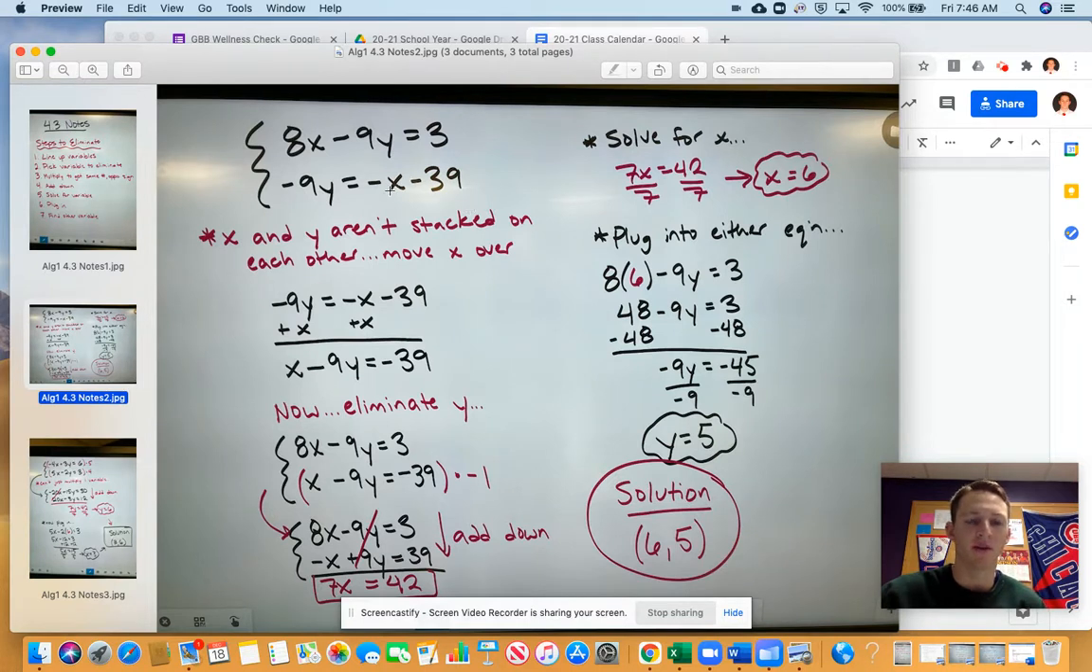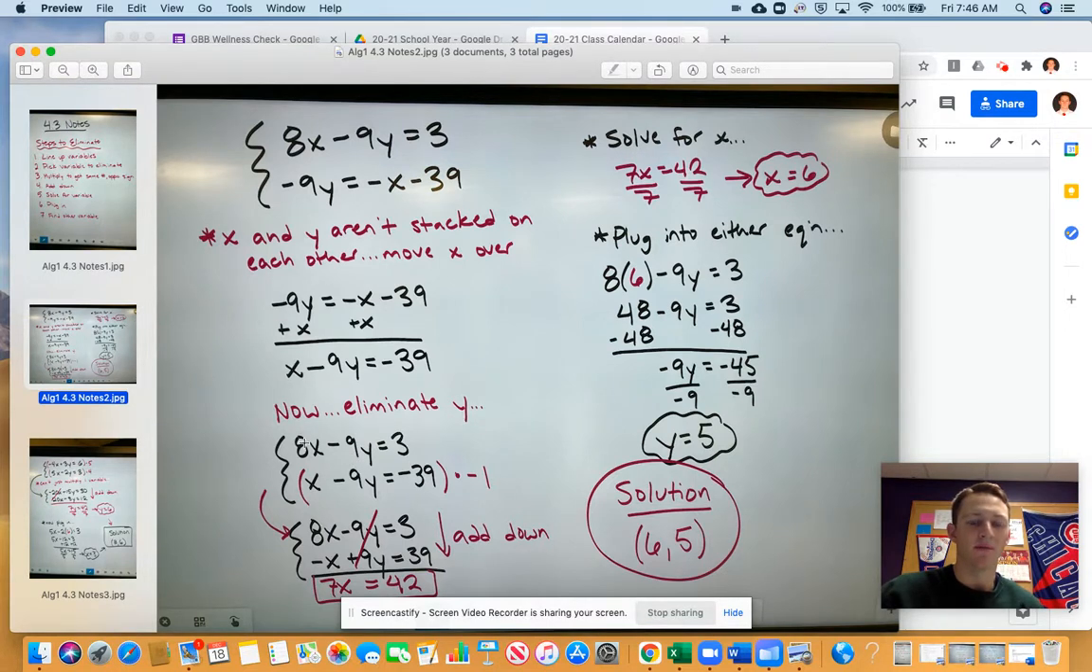So how do we move over a negative x? Well, here's our equation from the bottom right here. We're just going to add x to both sides. Now we have a positive x minus 9y equals negative 39. So when we rewrite this system, we have x's, then y's, then the constant.